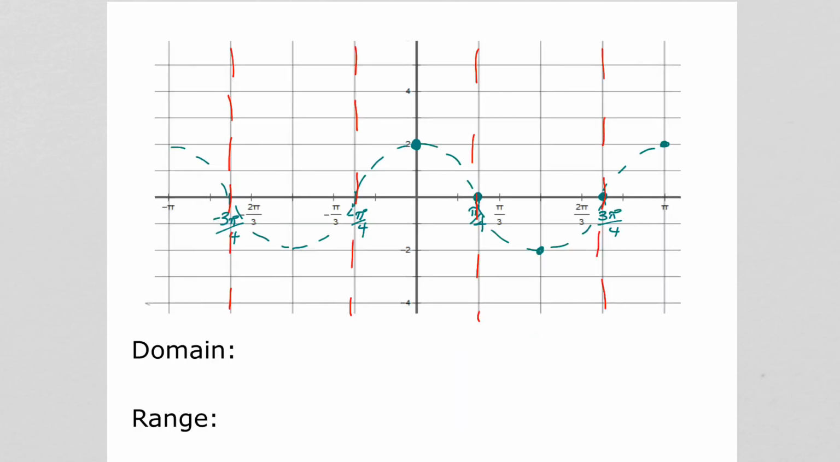And now we can graph our secant. So at this valley, we'll flip and make a U. At the top of this hill, we'll flip and make a U. We could put another one here. Go ahead and fill in our graph. And we can put a piece of one there and there.